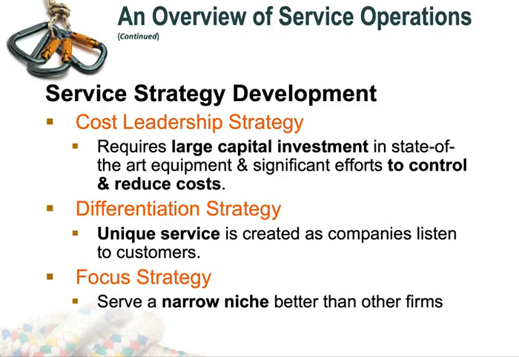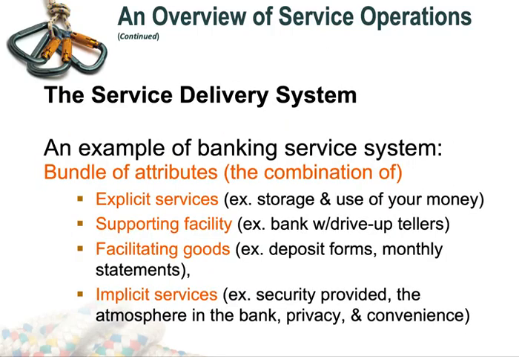Okay. And service delivery system. This is an example taken from banking service system. So it is important to see what is actually the service delivered to the customer. So we have a system, we call it service delivery system. Actually, in banking service system, we have a bundle of attributes. This is a combination of explicit services. This is what the customer sees explicitly.